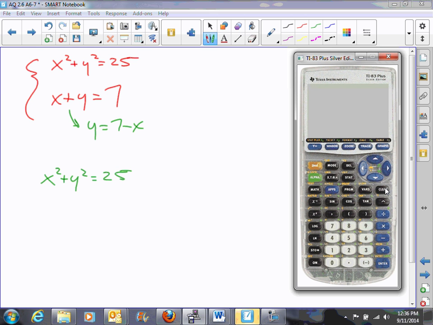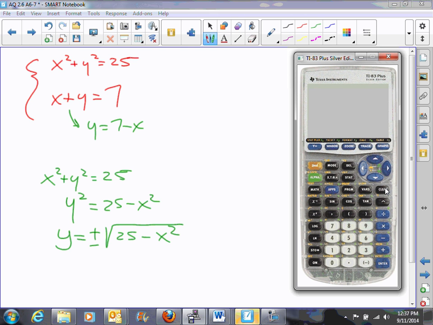So the first thing we'll do is subtract x squared from both sides, and we get y squared equals 25 minus x squared. Now we're going to take the square root of both sides of this equation. Now guys, I'm just going to tell you, when you take the square root of both sides of an equation, you have to put a plus or minus sign on one side or the other. In other words, if y squared equals 25 minus x squared, then y equals plus or minus the square root of 25 minus x squared.